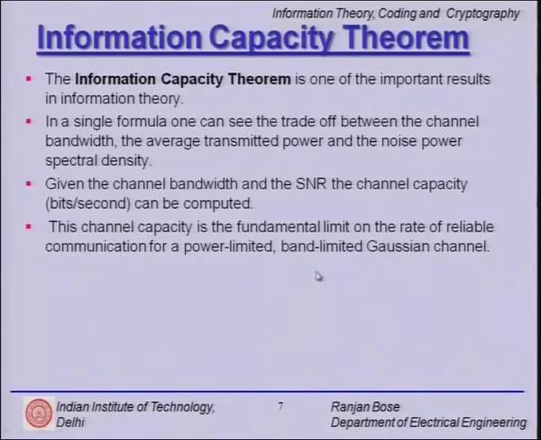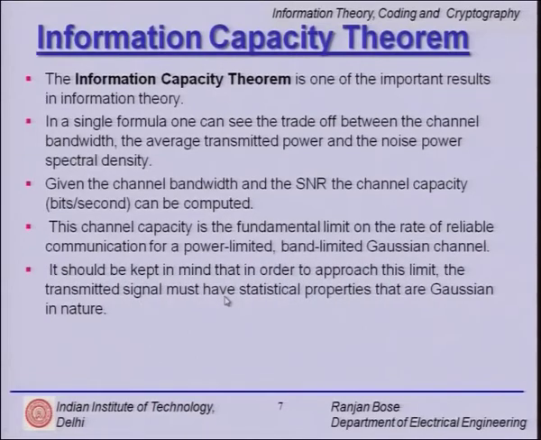and this channel capacity is the fundamental limit, because we have made the assumption of a Gaussian channel where X is Gaussian, N is Gaussian and Y is Gaussian. In real life, well, noise can be taken as Gaussian, but typically the signal may not be Gaussian, and therefore you are away from this. This is the best we can do. So, it is really a fundamental theoretical limit.